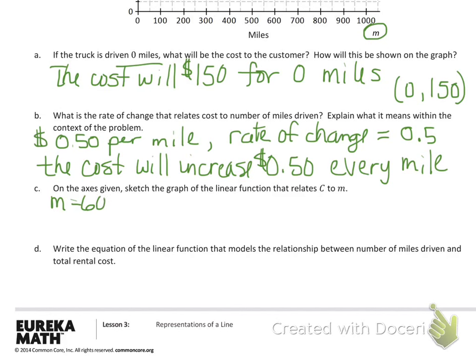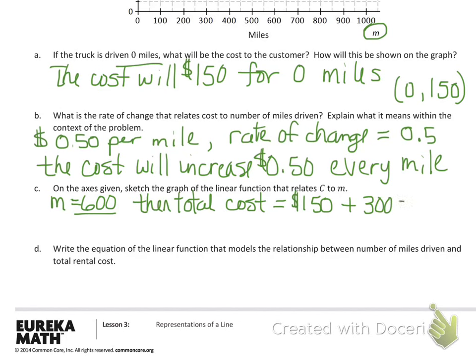So we'll let M equal 600, and then the total cost, C, is going to be that rental fee of $150 plus the cost for the miles. So for 600 miles, we're going to pay $300 because it's 50 cents every mile. So we've got a point where M equals 600, then the total cost is $450.